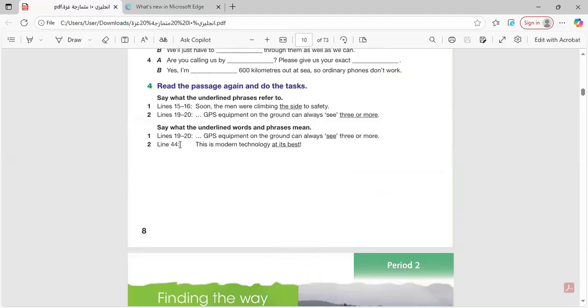Say what the underlined words and phrases mean. Okay, so this refers to the satellite, to the ship. Here, lines 19 to 20, GPS equipment on the ground can always see 3 or more. See means connected. See here means it should be connected with 3 satellites to define the place, okay? So C means connected. This is modern technology at its best. Means it's for the human interest, okay? It's very beneficial for humans, to help humans, okay?